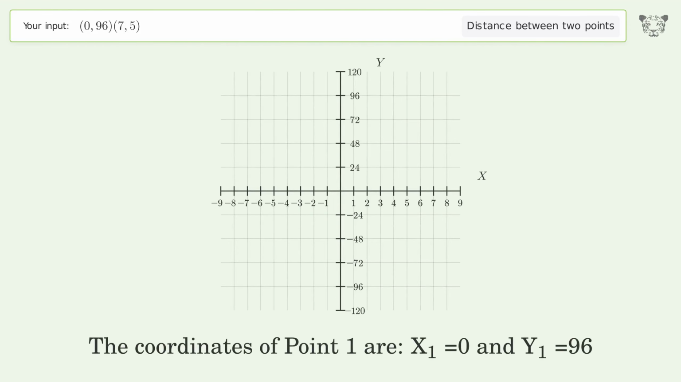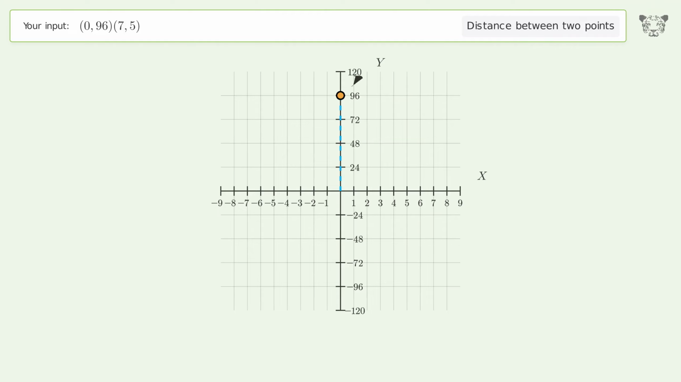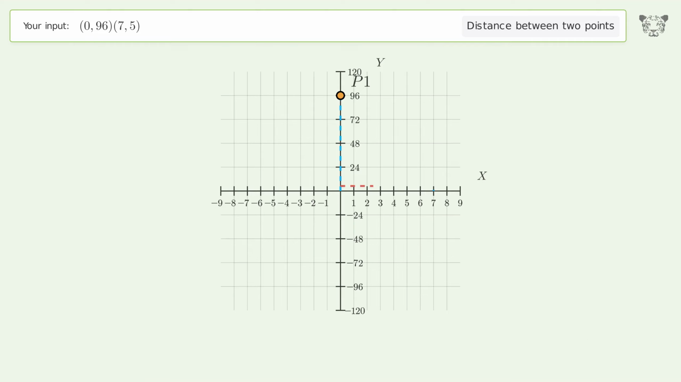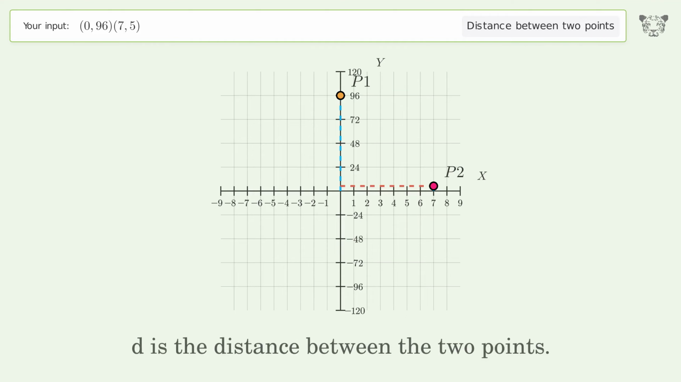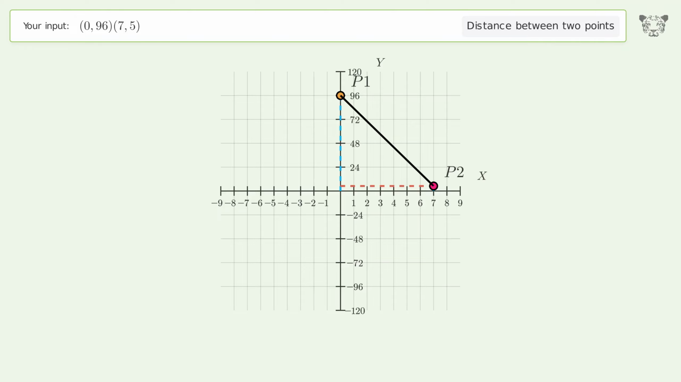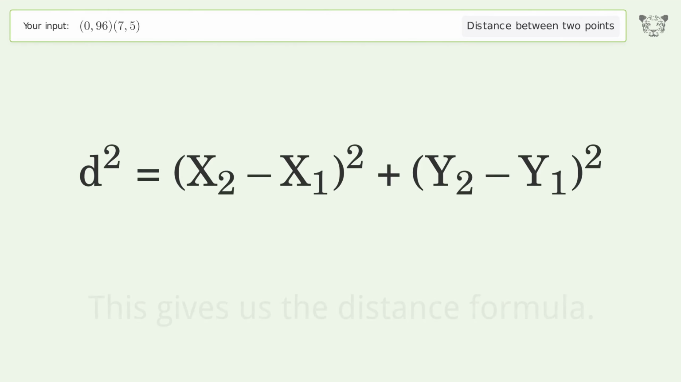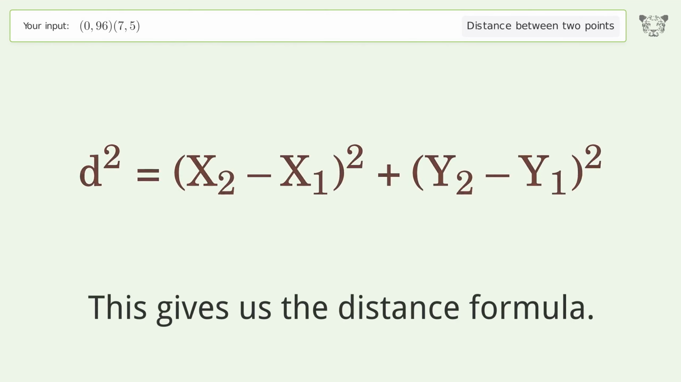The coordinates of point 1 are, x1 equals 0 and y1 equals 96. The coordinates of point 2 are, x2 equals 7 and y2 equals 5. D is the distance between the 2 points. First, take the square root of both sides of the Pythagorean theorem. This gives us the distance formula.